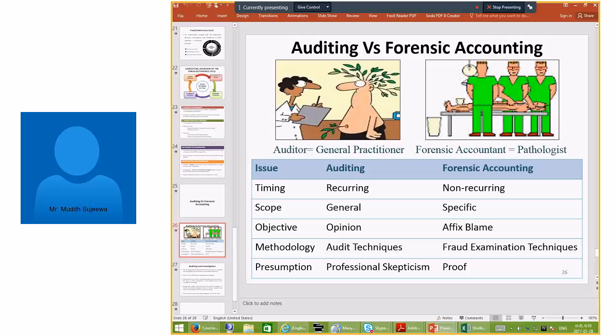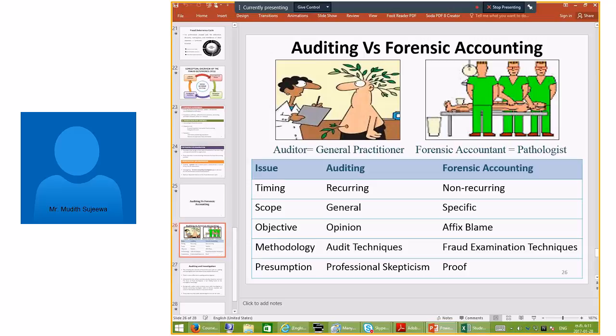Right? Auditing is recurring, usually happening. Forensic accounting is non-recurring. So when and where auditors, forensic accountants are called, they will come and do that. So scope is general for auditors. As per the auditing standards, they will do the audit and form the opinion. But the forensic accountant's role is very specific to that particular case. They will do that and make their comments. So these are the things that happened, this is the impact, and these are the evidences, very specific, right? And the objective is opinion.